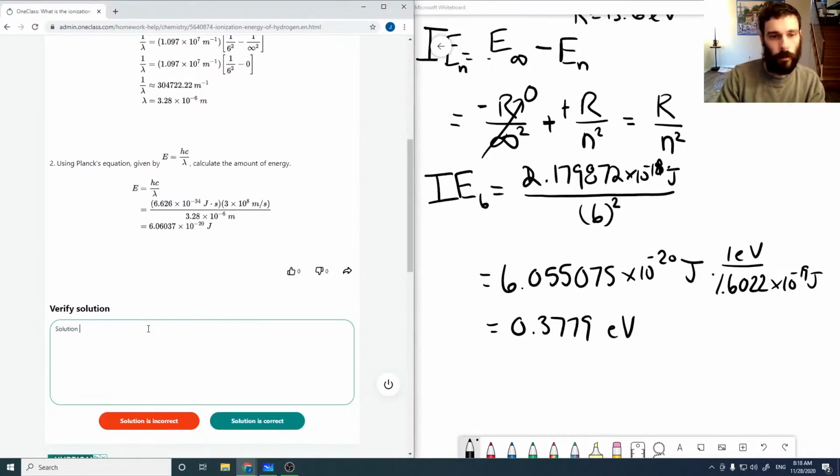So I say the solution is correct. The method's correct, and I presume the values are correct. It would just be differences in rounding.